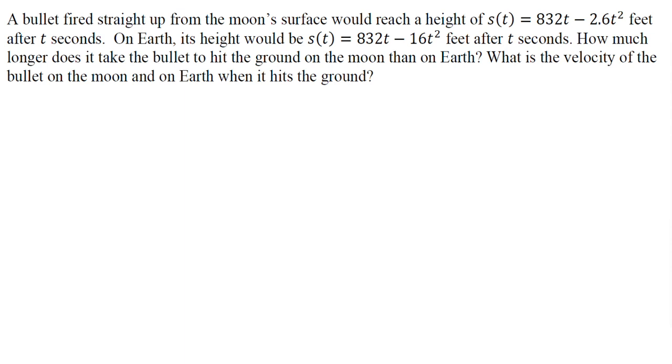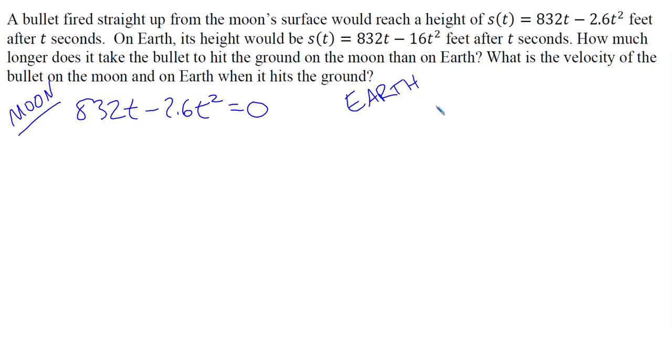So, if we want to know how long it takes for it to hit the ground, we just need to figure out when the position function is equal to 0 for each of them. So we'll set 832t minus 2.6t squared equal to 0. This is for the moon. And then for Earth, we're going to set 832t minus 16t squared equal to 0. That'll tell us the time at which this bullet is at the ground.